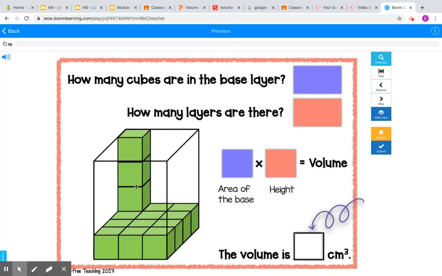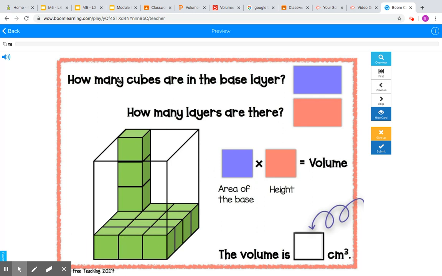But first, let's review what we were working on yesterday. Yesterday was all about layers. I asked you to look at rectangular structures and think, how can I split a rectangular structure into different layers? By looking at the front face, the top face, or the side face of that structure. Today we're going to be focusing on the base layer, or the bottom layer of our rectangular structures. So this is our base layer.